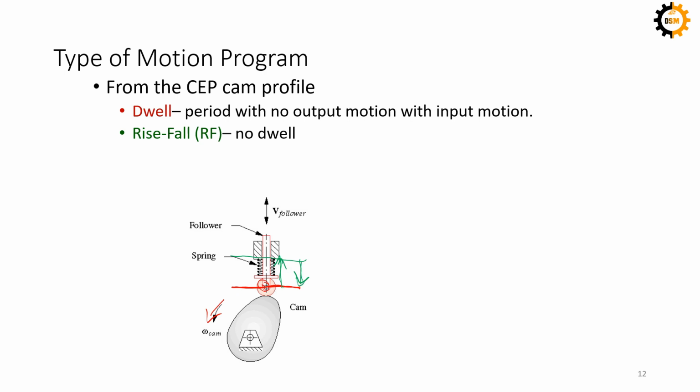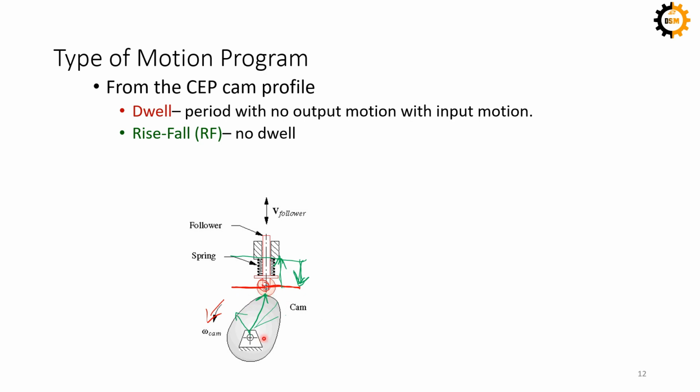And how does it move up? It moves up because this cam has some radius. So if this radius increases, the follower moves up because of this half joint. And if this radius again decreases, like it is decreasing here, the cam and follower in contact will make this follower come down. Okay, so this is how this follower will be moving up and down, and we call this type of CEP motion program rise and fall.